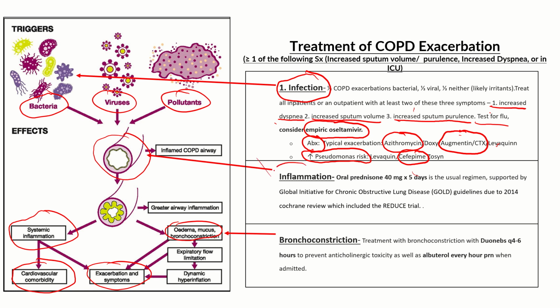Secondly is treat that inflammation. Use prednisone. You do 40 milligrams for 5 days based on the REDUCE trial routinely. And then lastly, treat that bronchoconstriction. Do nebs, but you don't want to do them more often than Q4 to Q6.